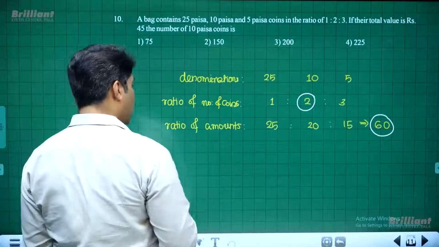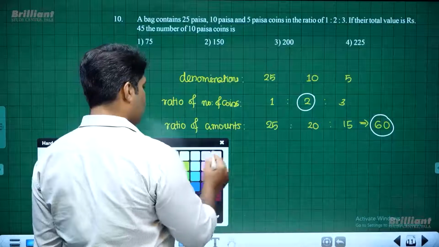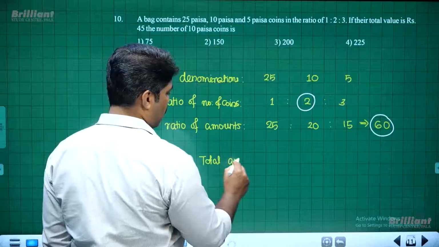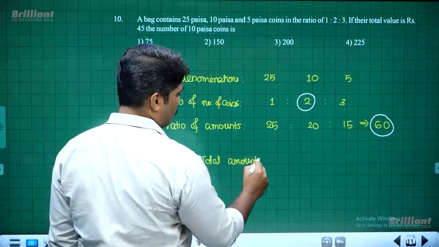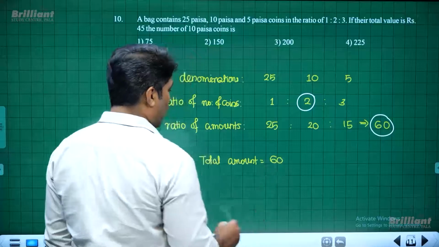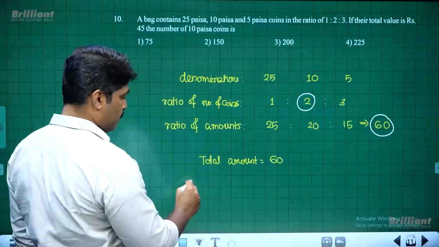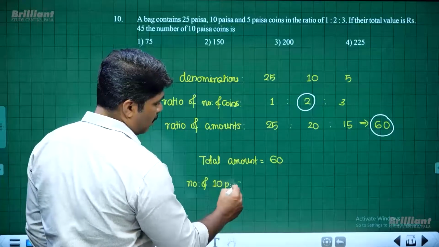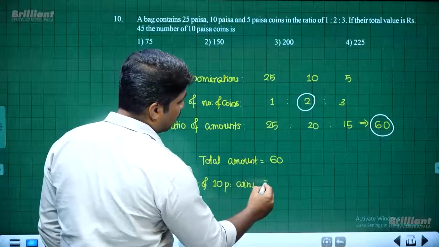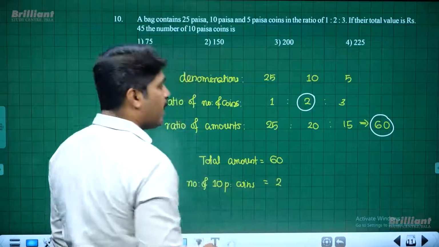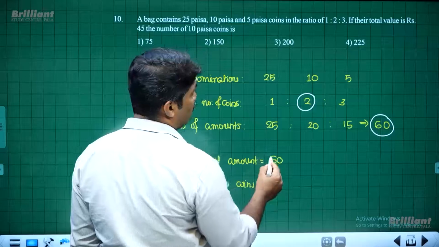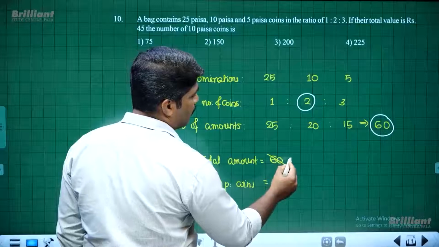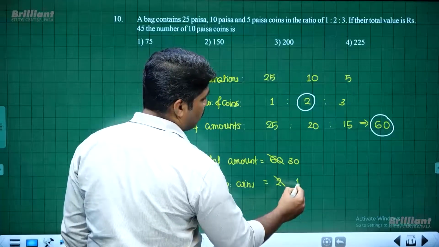So we can connect it. The total amount is 60, we assume. And the number of 10 paise coins, as per the assumption, is 2. Here again we can cancel these values further if required. So this becomes 30, and this is 1.